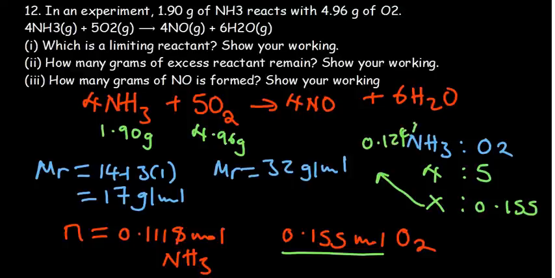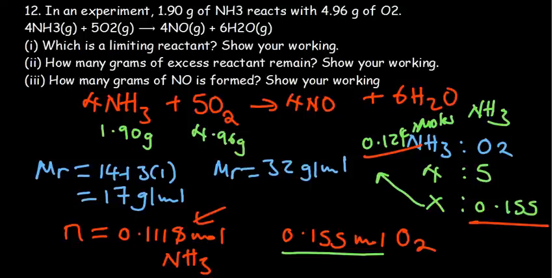moles of ammonia. So those are the number of moles that are required by 0.155 moles of oxygen. So if you compare the required number of moles of ammonia against what was available, which one is bigger? The 0.124 which is required is bigger than what was available. So in this case, ammonia wasn't enough, making it the limiting reagent. Okay.